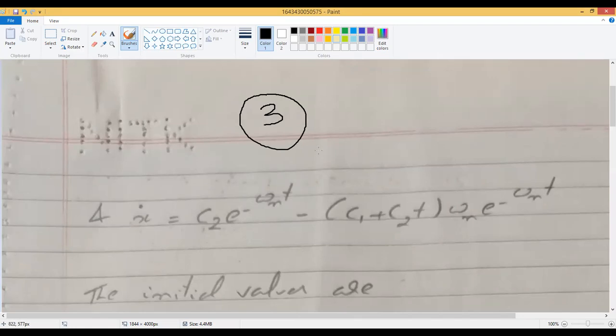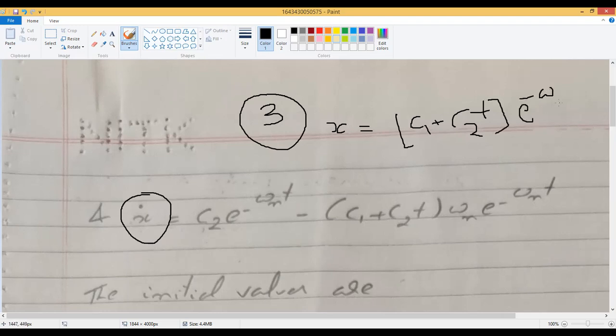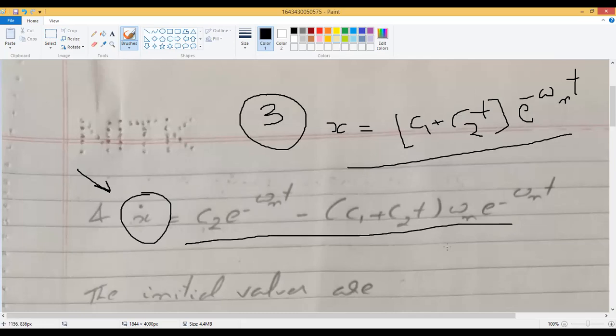So this particular slide obviously corresponds to the velocity and has been found by using the displacement equation, which was on display in the previous slide, given by C1 plus C2 times t, whole multiplied by e raised to power minus omega n into t. This is the displacement equation, which is applicable for critically damped oscillation. Once you take the differential of this equation with respect to time, what you get is the formula for the velocity given by this expression.